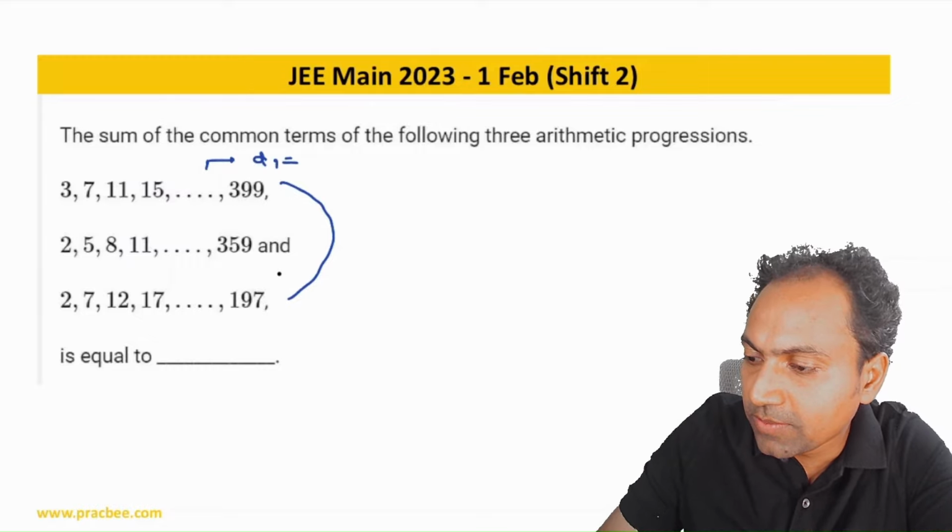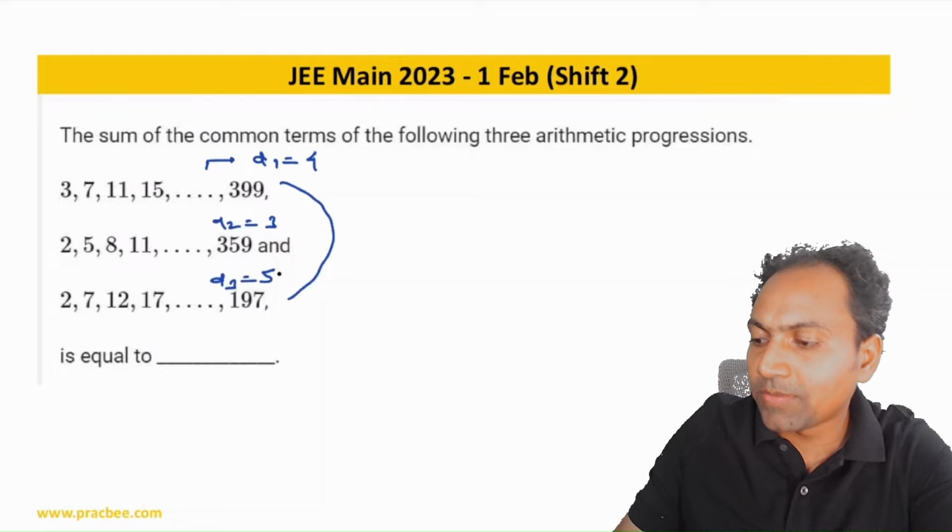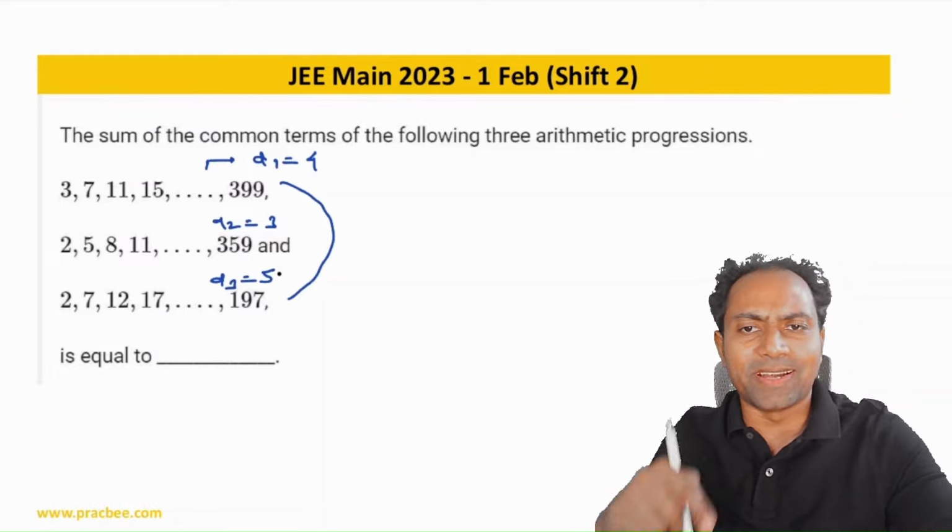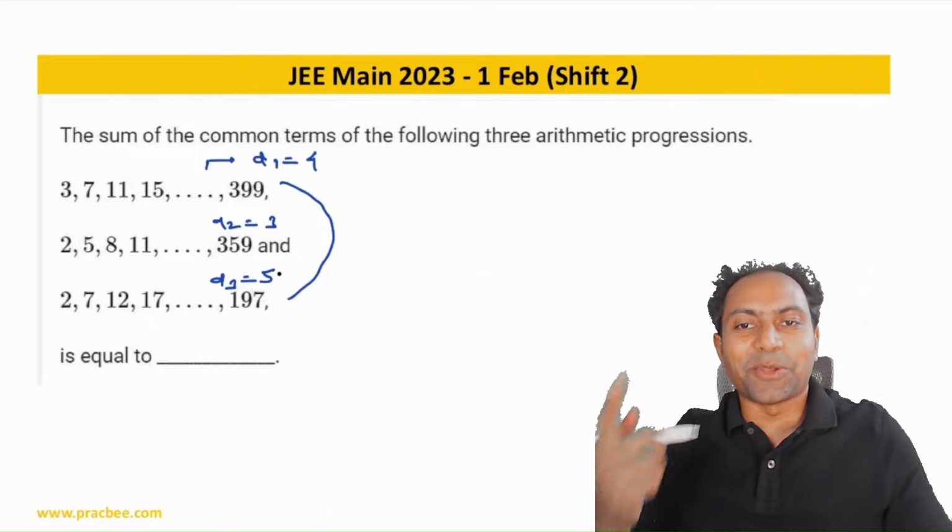The first one is nothing but 4. The second one is nothing but 3. And the fourth one is nothing but 5. So I'm considering the ones with the highest common difference. You will understand in a minute why. But there's a logic behind that.